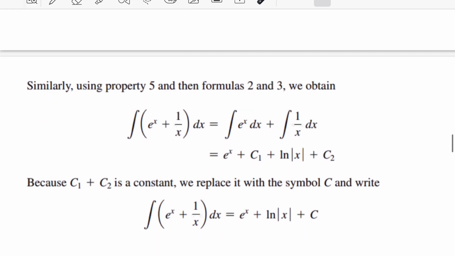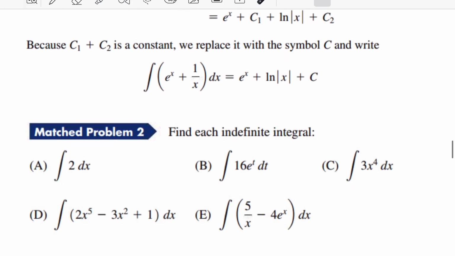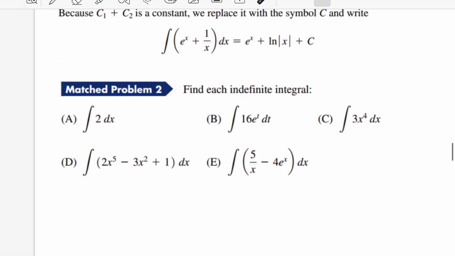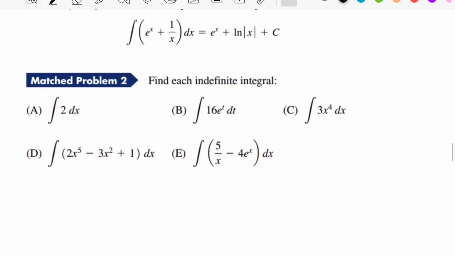All right, so that was a good amount of information. Let's see if we can apply it to some examples here. So looking at this problem, we want to evaluate each of these indefinite integrals. So we'll start with a here.